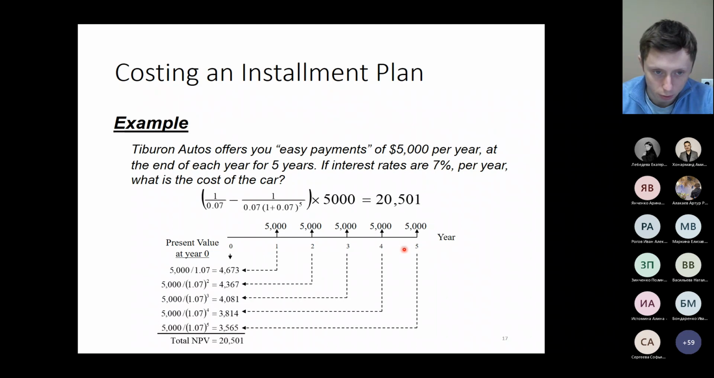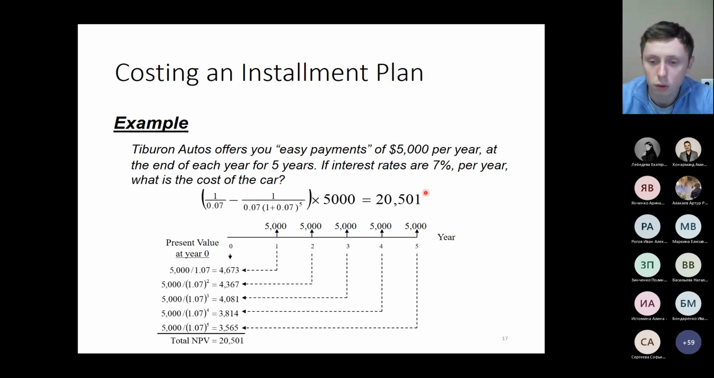Let's consider an example. Some auto retailer offers you an installment plan of paying 5,000 per year at the end of each year for 5 years. The interest rate is 7% per year. And you should estimate the cost of the car. What would be the price of the car according to this estimation?